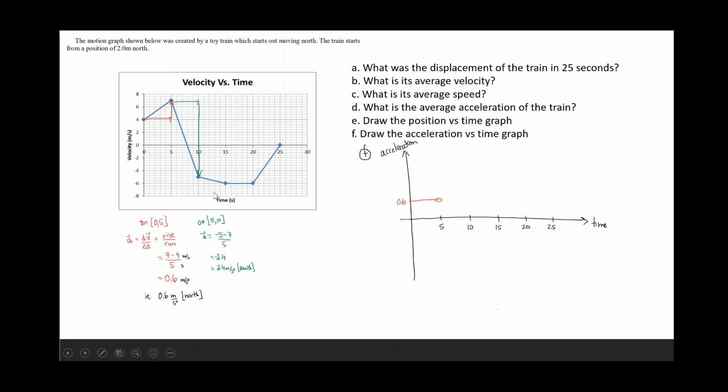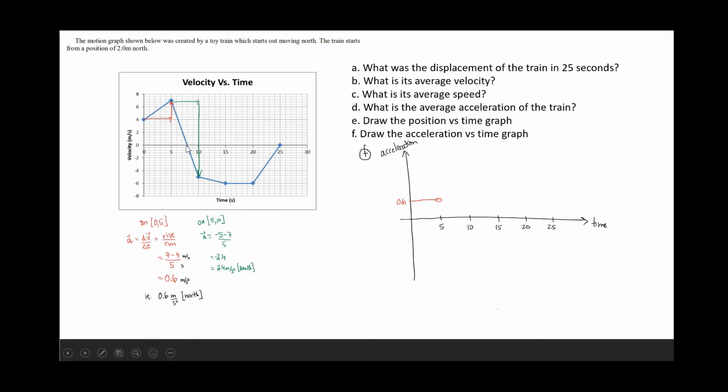So in this region right here, from 5 to 8, velocity is above the x-axis. So velocity is positive. That means the direction is going north. But at the same time, we know the acceleration here is a negative value, so it's being pulled towards the south. So the train is slowing down in this region.